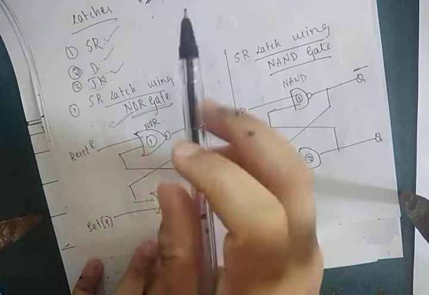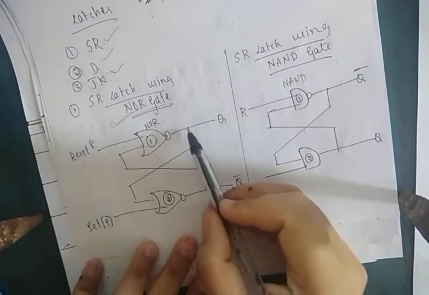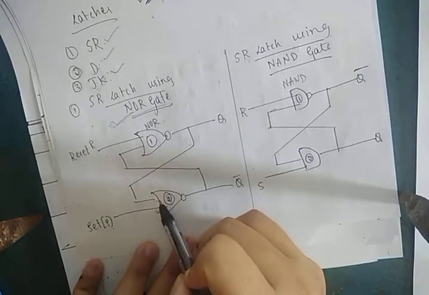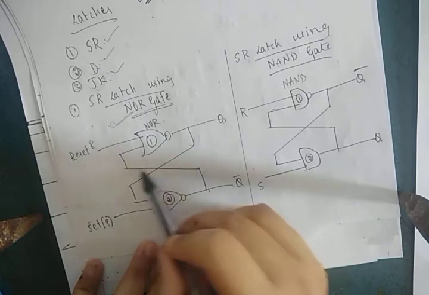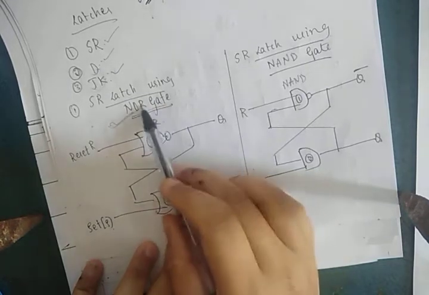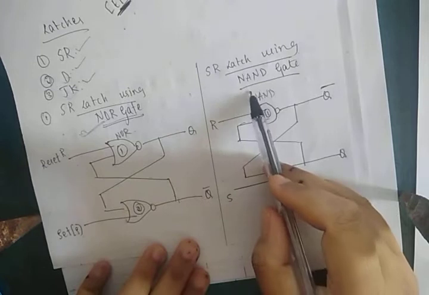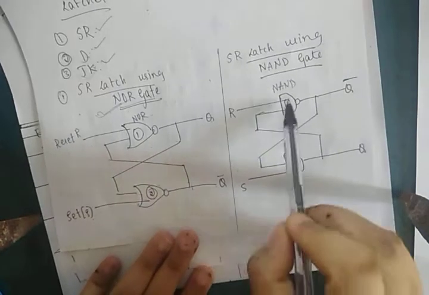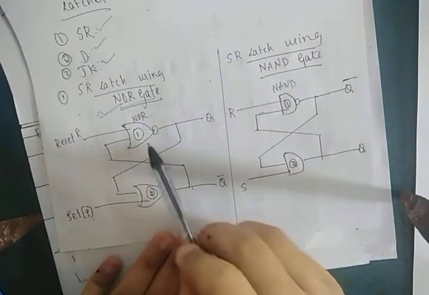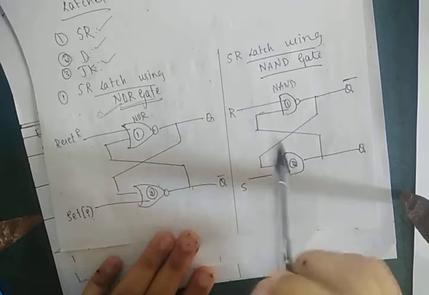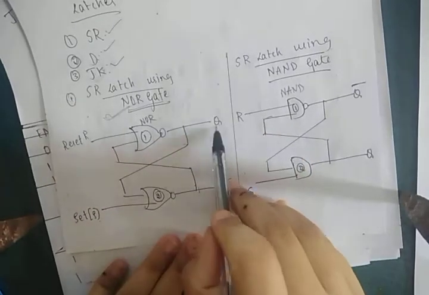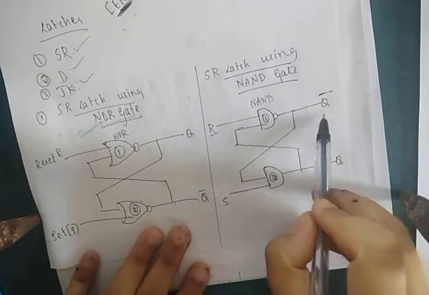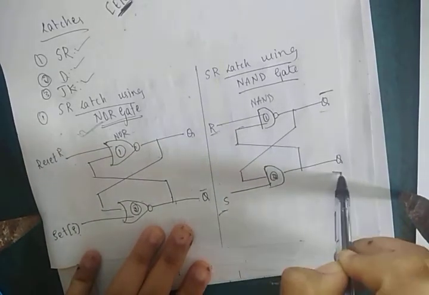I have already explained the bistable circuit and how it works. The output of this is connected to the input of this, and the output Q bar is connected to the input of the NOR gate. Now we'll see the NAND gate also simultaneously. The differences are: first, the NOR gates are replaced with NAND gates. Second, here R is connected to Q and S is connected to Q bar, whereas there R is connected to Q bar and S is connected to Q.